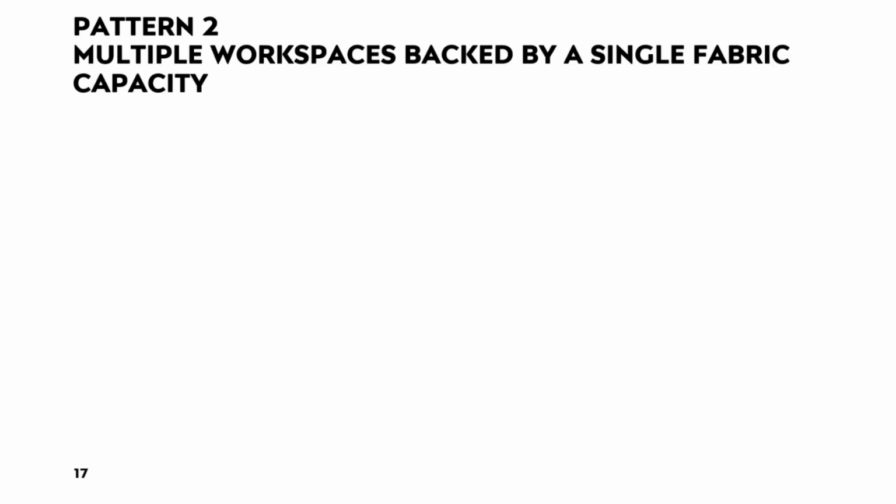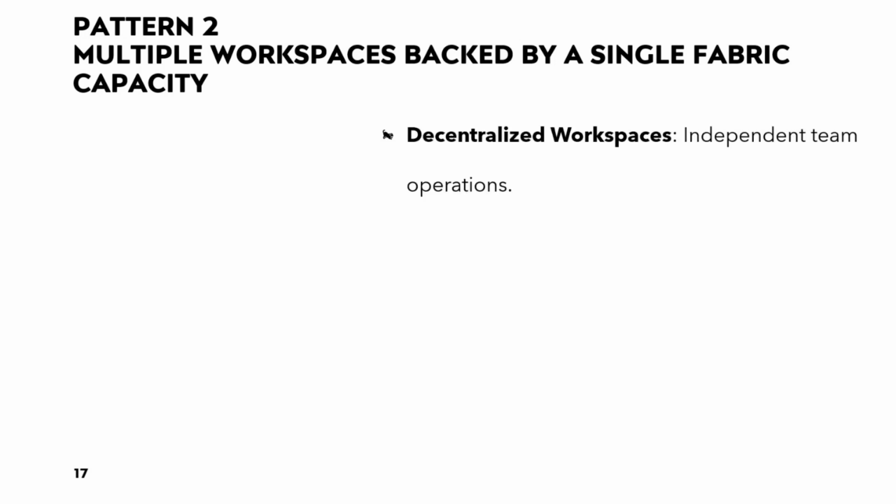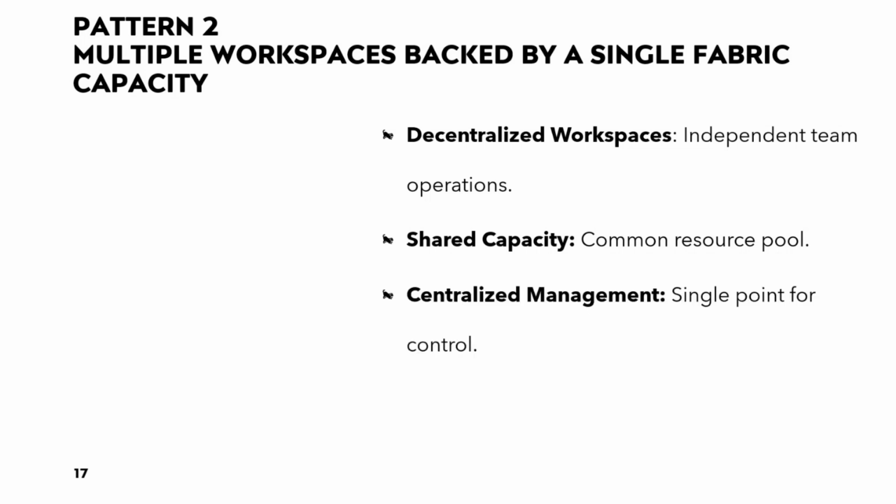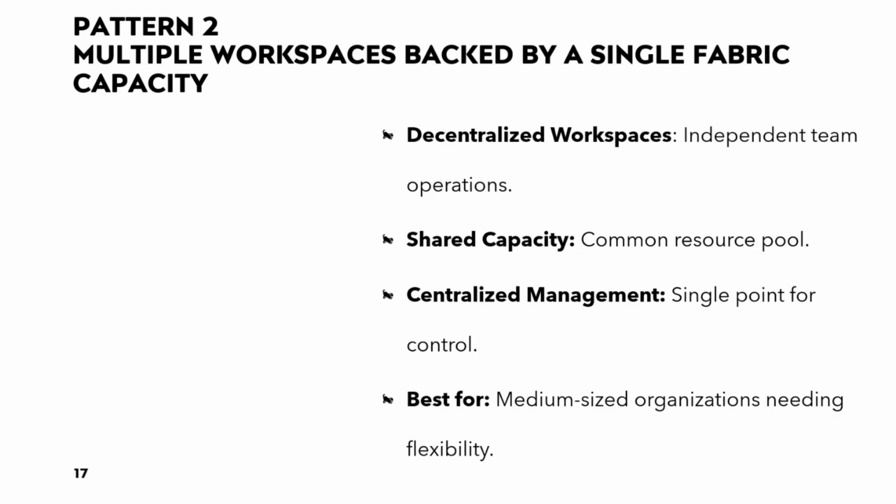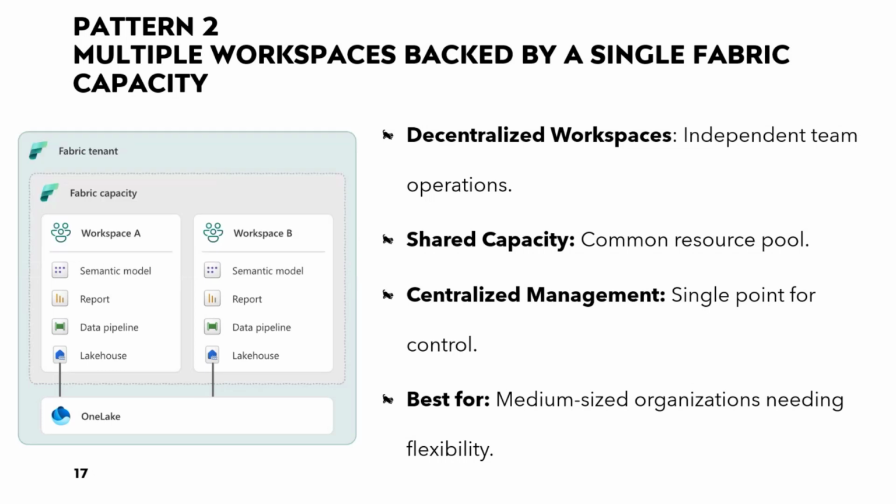Pattern 2, okay? Pattern 2 is called multiple workspaces backed by a single capacity. You have a decentralized workspace. It is a common resource pool. You have the ability to control access from a single management location. So instead of having multiple places where you can manage, you have a single location, and it is best used for medium-sized organizations that need flexibility.